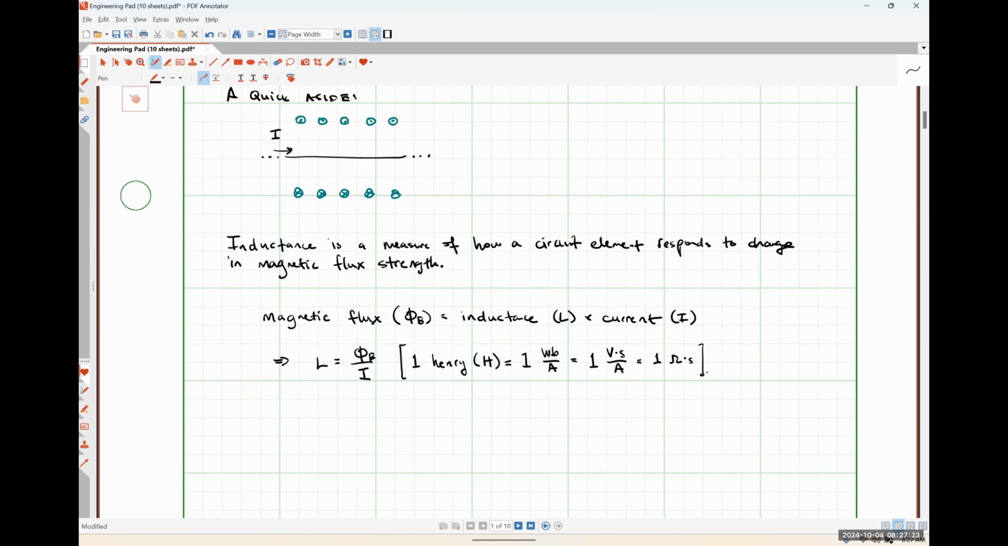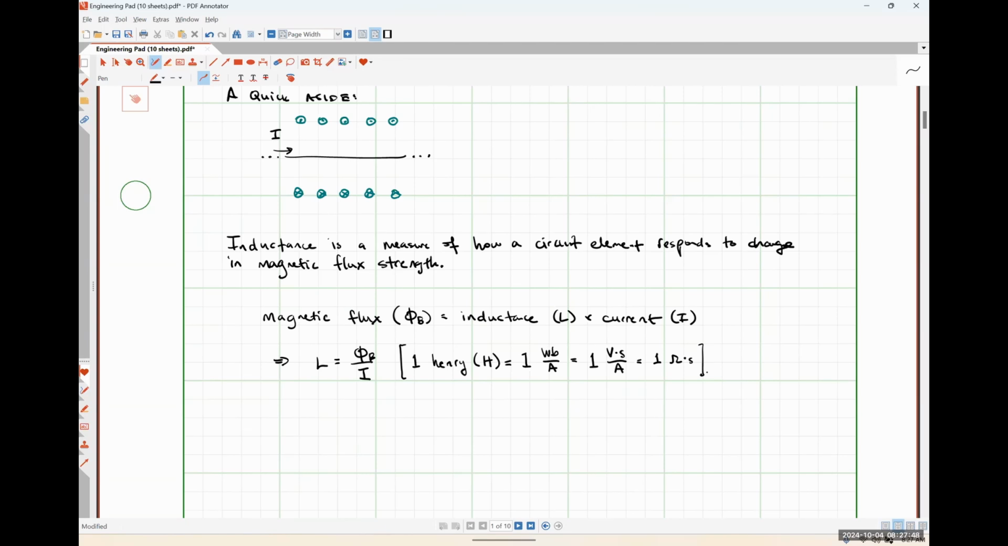So 98% of the time, I consider a Henry a volt second per amp, but every now and then it's a little bit easier for me to think of it as an ohm second. I practically never think of it as a Weber per ampere unless I'm dealing with magnetic circuits, which are an entirely different class that you guys don't have to worry about. Okay.